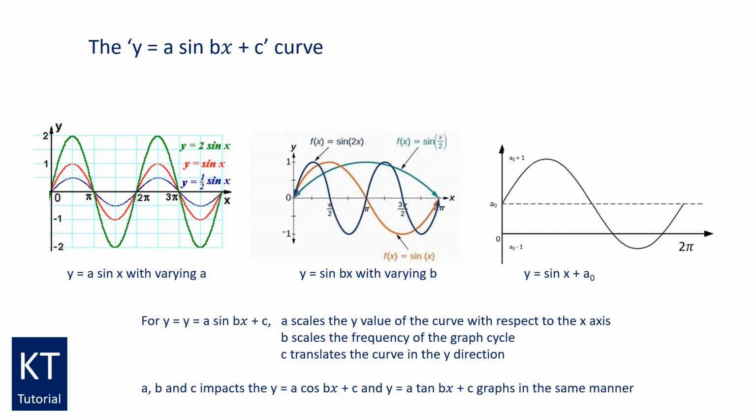Next, we're going to look at how a sine curve would change when its a, b, and c constants are changed. In the first instance, where y equals a sine x, varying a scales the y value of the curve with respect to the x-axis. In the second instance, where y equals sine bx, varying b scales the frequency of the graph cycle.